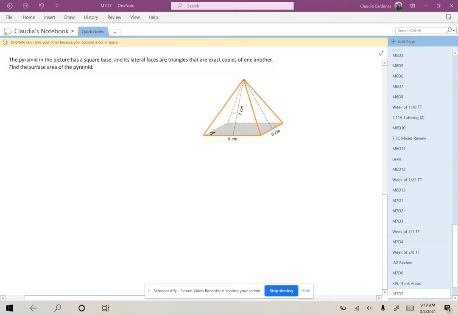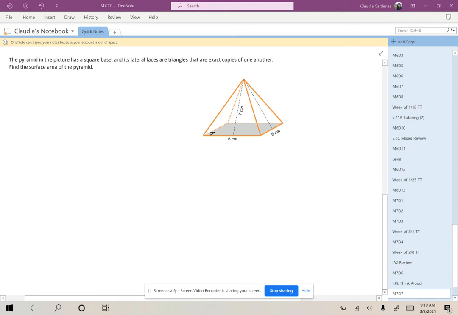Okay, so we have been going over a lot of surface area problems where we take 3D shapes, break them into nets, and then find the total surface area of the faces and bases. And today we're going to continue this review. So the pyramid in the picture has a square base, and its lateral faces are triangles that are exact copies of one another. Find the surface area of the pyramid.